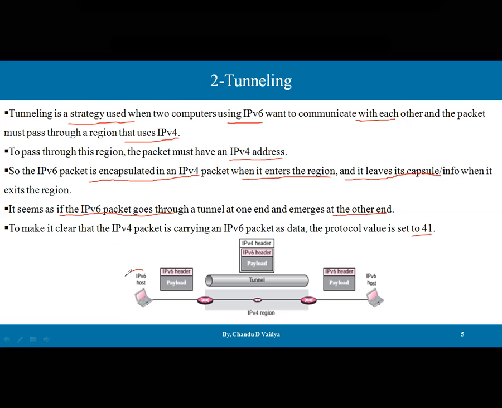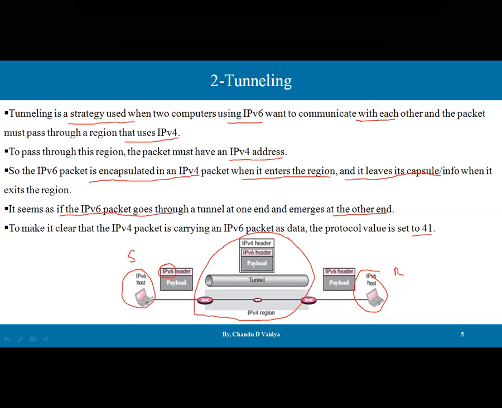Here the host is using IP version 6, that is the sender, and the receiver is also using IP version 6. But in between these two ends, the entire network is, let's say, IP version 4. So what happens if I am sending packets with IP version 6? The fields are different, because in IP version 6 we have 8 fields, and in IP version 4 we have 13, 14 fields. So those need to be matched.